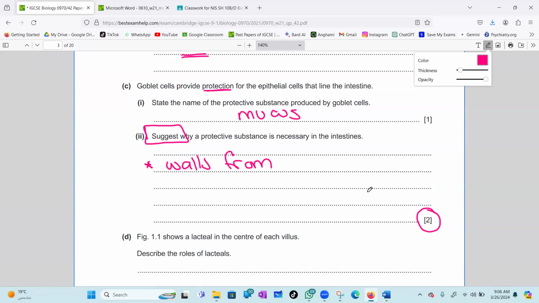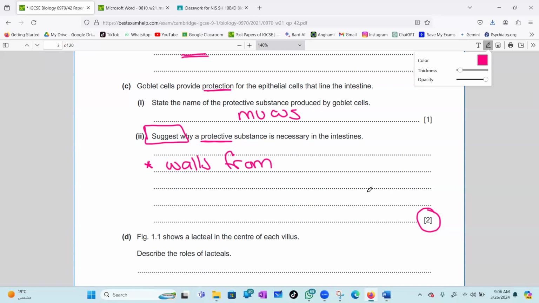Okay. This is what you mean? Okay. So the mucus will protect the walls of the intestine from extremes of pH, whether from acidic or alkaline. Good. So the mucus will protect the walls. So first, they already told you that it is protective. So you will need to give 2 protective measures.